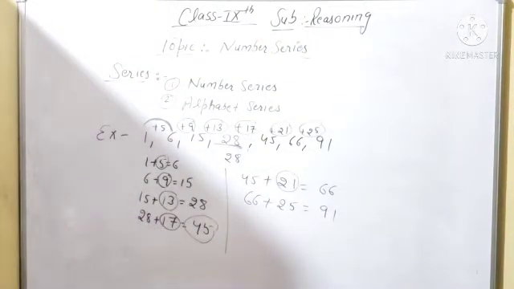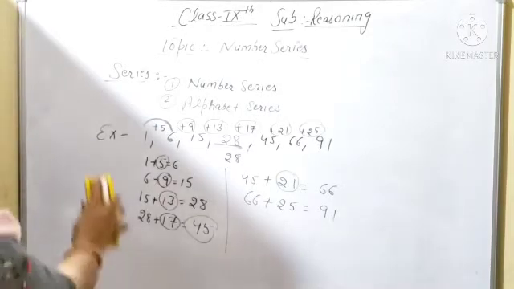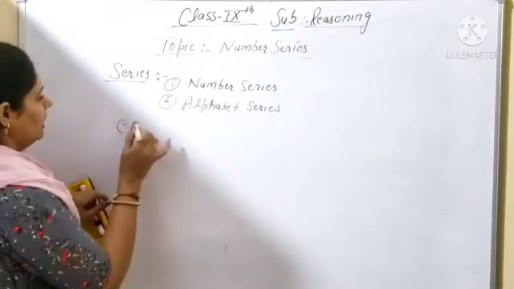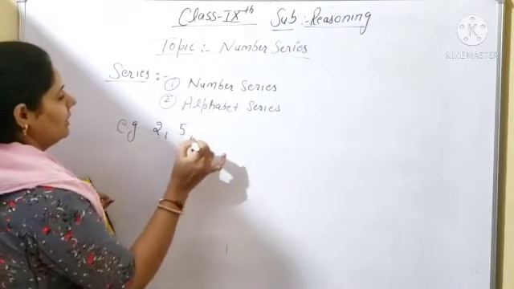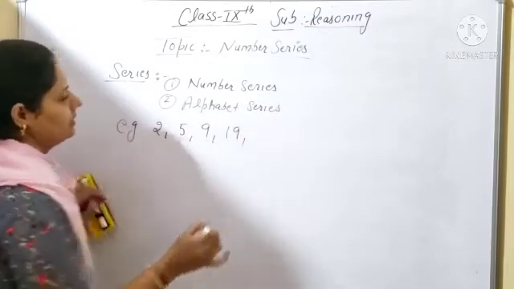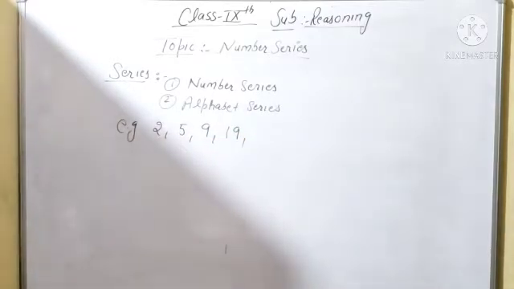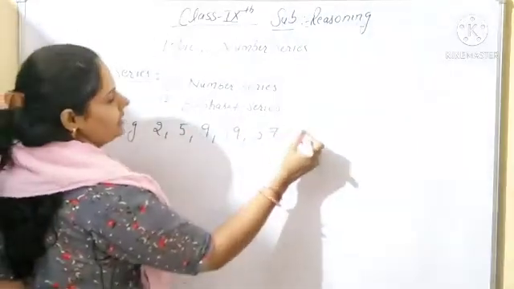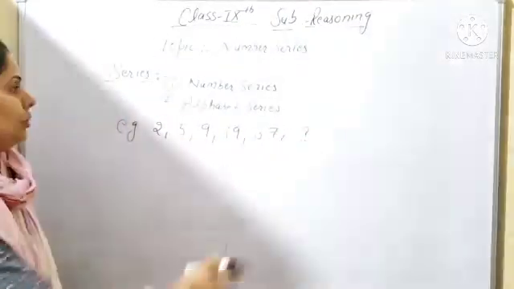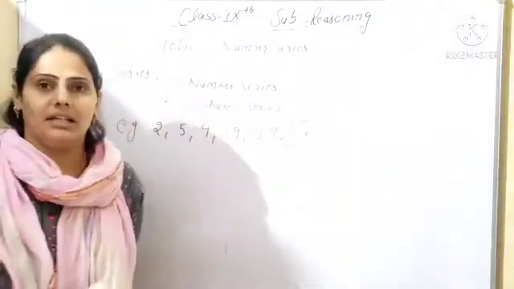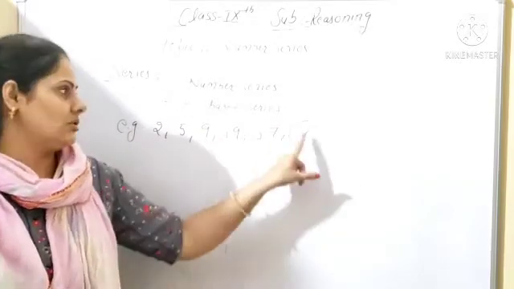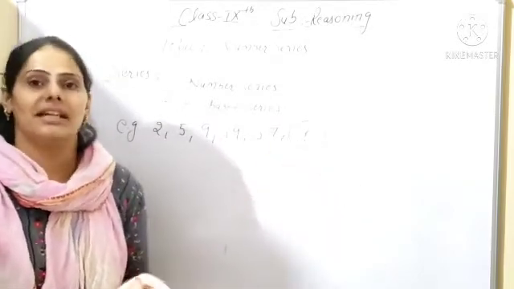For example, the next question: 2, 5, 9, 19, 37, and the next one is a question mark. Clear? So you have to find this number. Where the question mark is given, you have to find out what the next number will be at the place of the question mark.